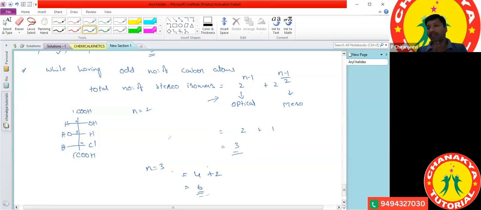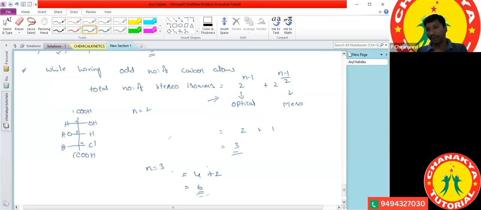Racemization. What is another term here? What is meant by racemization? Racemization is the process of the conversion of the enantiomers into a racemic mixture. It is the process of the conversion of enantiomers into a racemic mixture, which is called racemization.